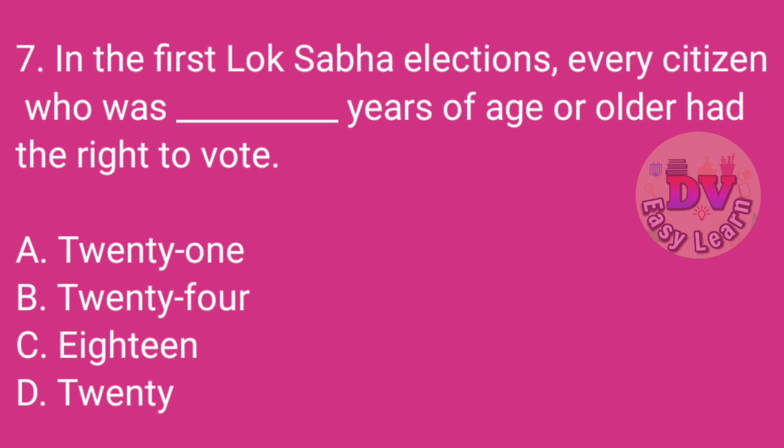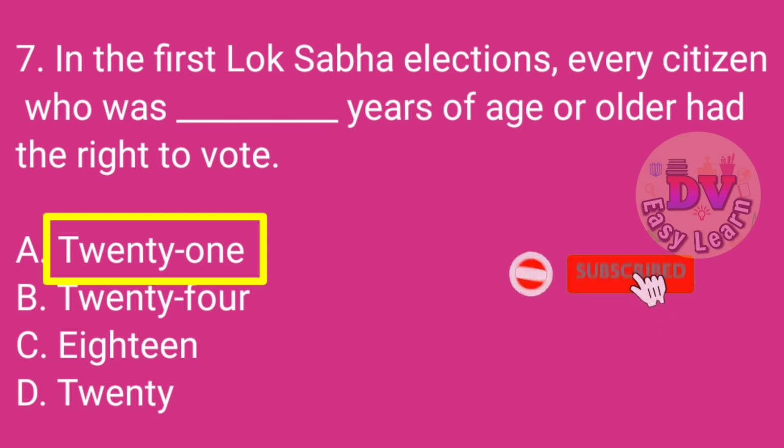Question number 7. In the first Lok Sabha elections, every citizen who was dash years of age or older had the right to vote. Correct answer 21.